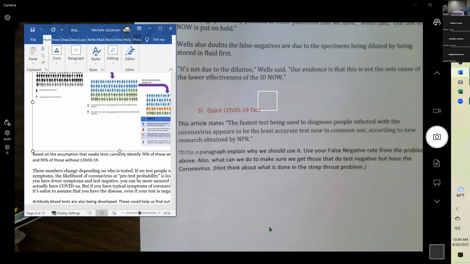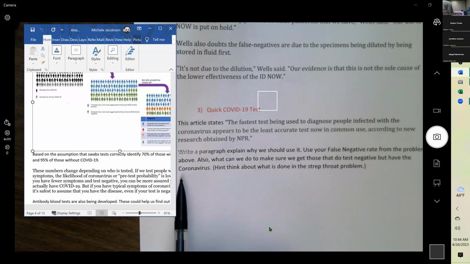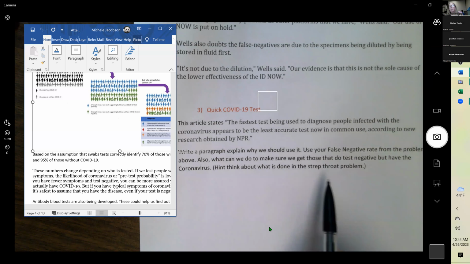Write a paragraph explaining why we should use it. Use your false negative rate from the problem above. Also, what can we do to make sure we get those that do test negative but have the coronavirus? Are there any questions on that, or do you think you can write about it?